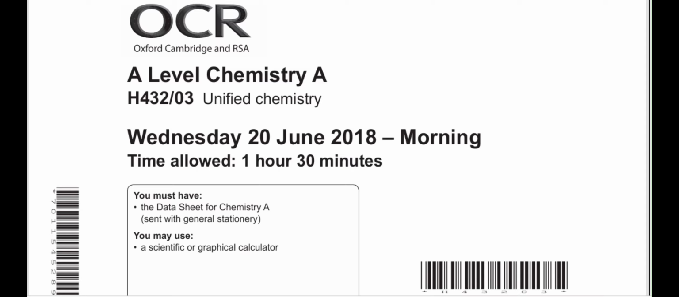This paper is called Unified Chemistry and it is designed to test candidates on the entire chemistry course. There are no MCQs in this question paper and there are only short or long answer questions. The total marks for the paper is 70 and the time allotted is 1 hour 30 minutes. So let's get on with the questions.